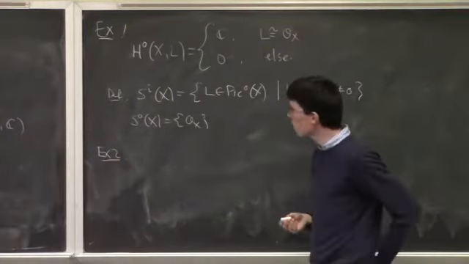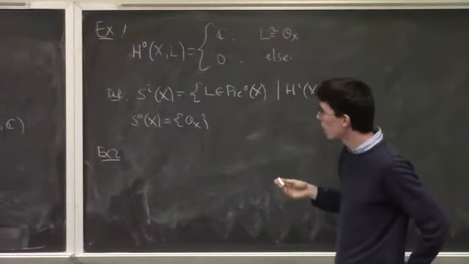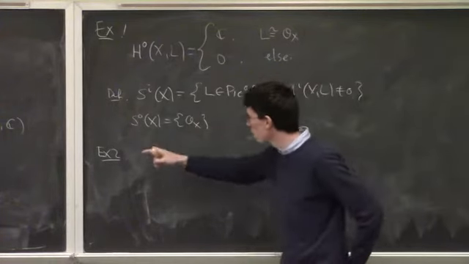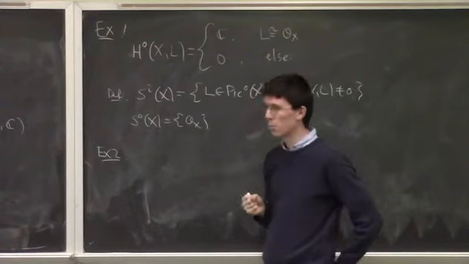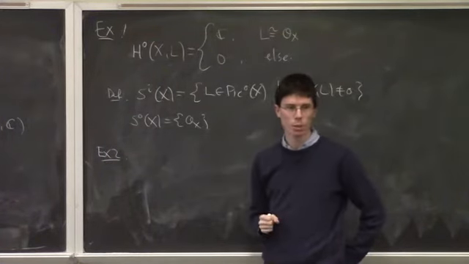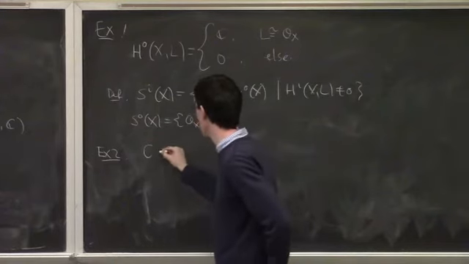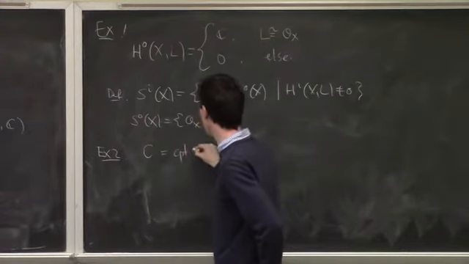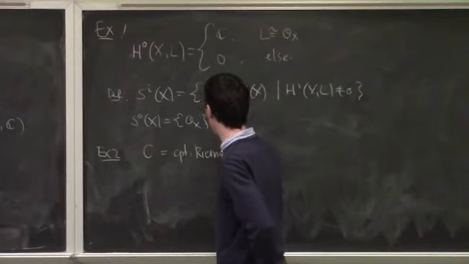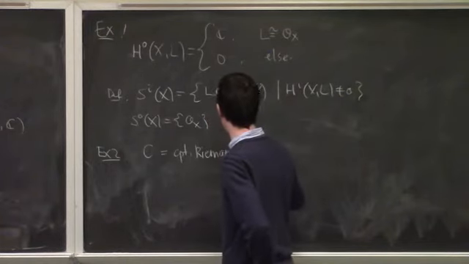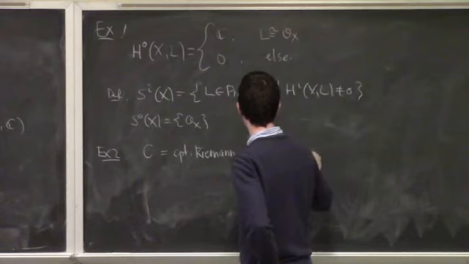Another simple example shows that sometimes, in fact, all of these groups are non-trivial. So you don't always have vanishing either. Suppose I take a curve, so let's say a compact Riemann surface of genus at least 2.